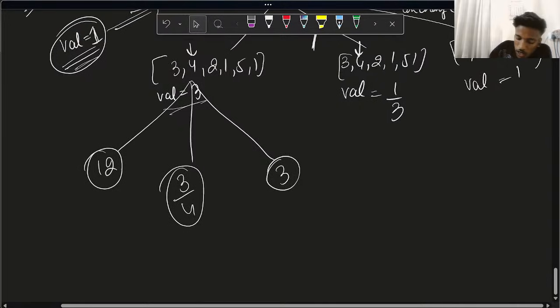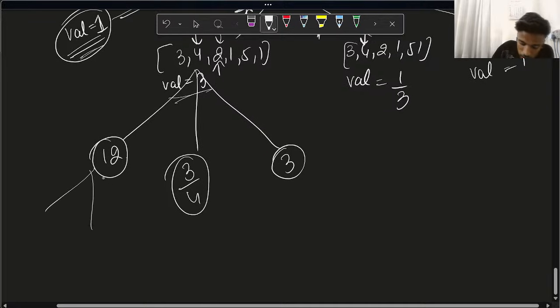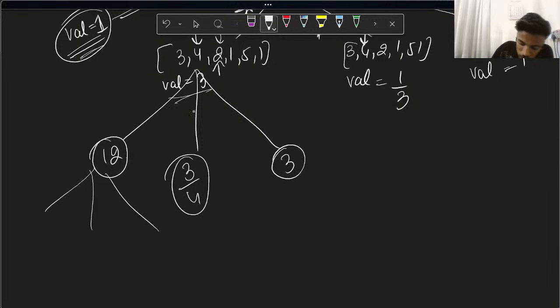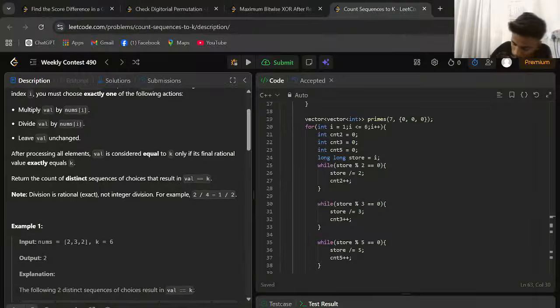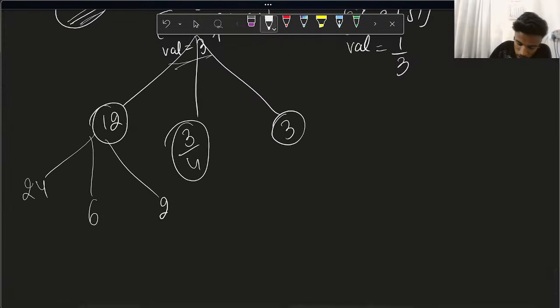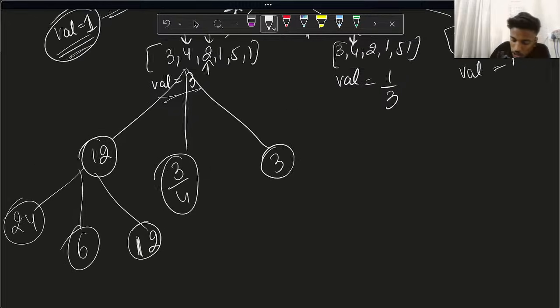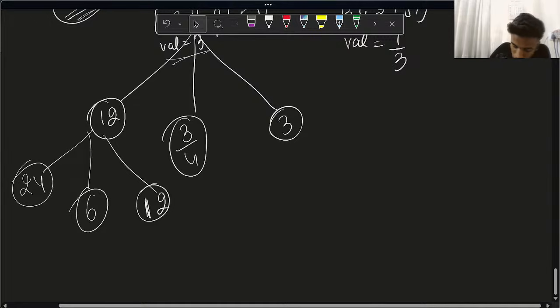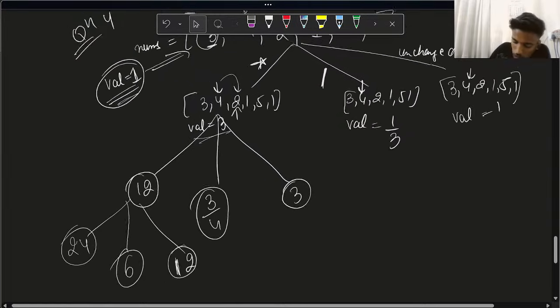Now I move to the next index, and again I have three operations. I can multiply, so 12 into 2 is 24. Or I can divide, so this time 6. Or if I leave it unchanged, it becomes 12. So at each step you can do either of three operations.